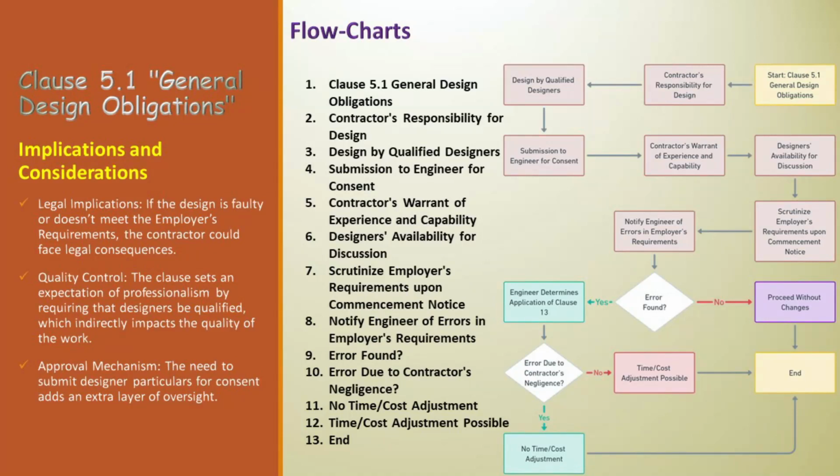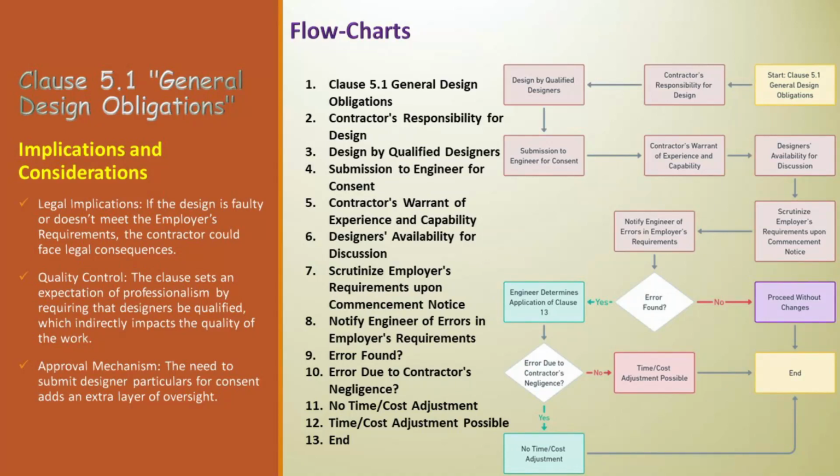Next is error due to contractor's negligence. Another decision point. The engineer must determine if the error was something the contractor should have noticed before they submitted their tender bid for the contract. If yes, it suggests negligence on the contractor's part. Next is no time cost adjustment. If the error was due to the contractor's negligence, there will be no extra time given to complete the project, nor will there be any increase in the payment the contractor receives.